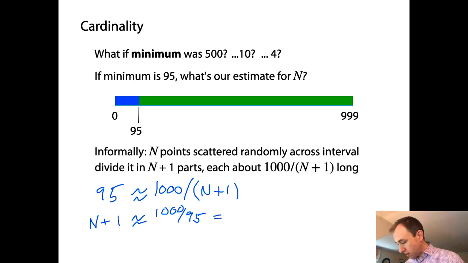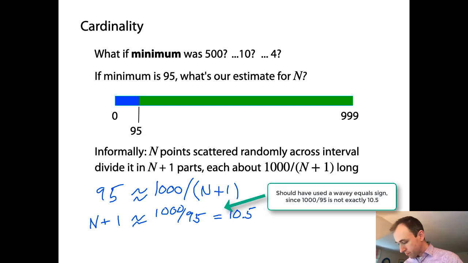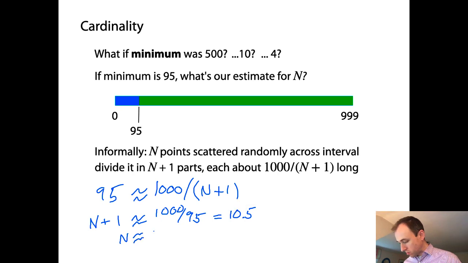1,000 divided by 95, which is 10.5. Okay, so I've got n plus 1 is about equal to 10.5. Therefore, I can say n is about equal to 9.5. Then there you go. I have my estimate for the cardinality, based just on the minimum. Okay?